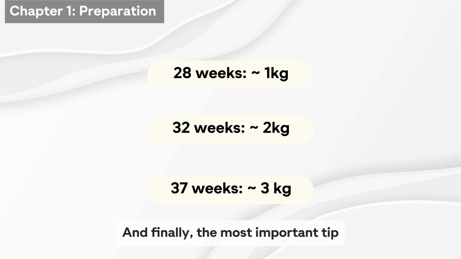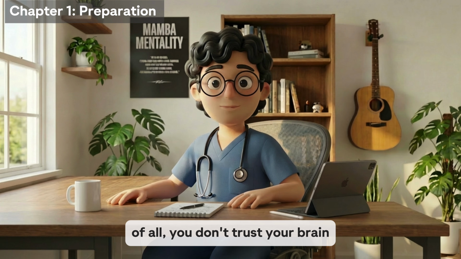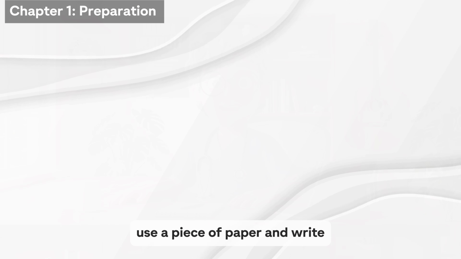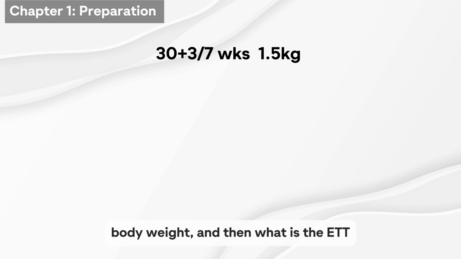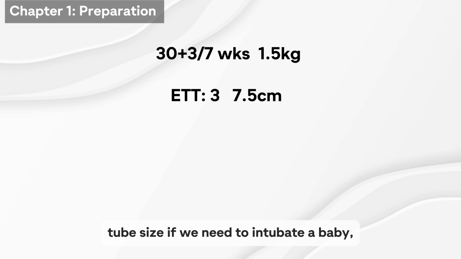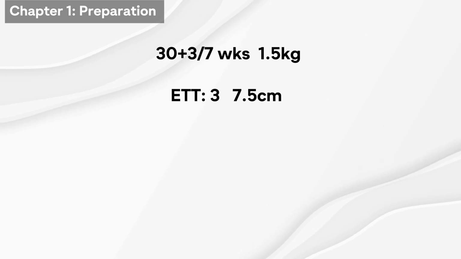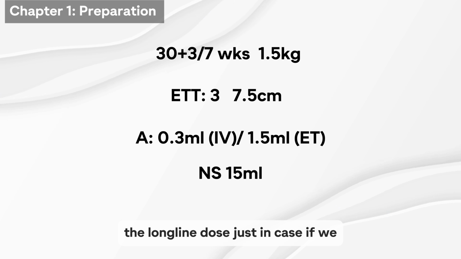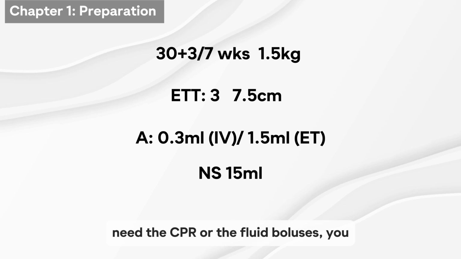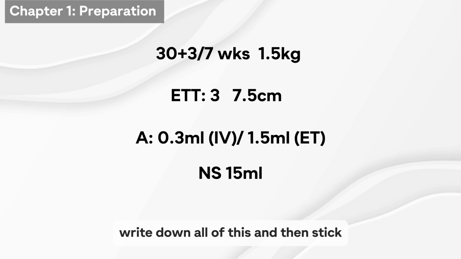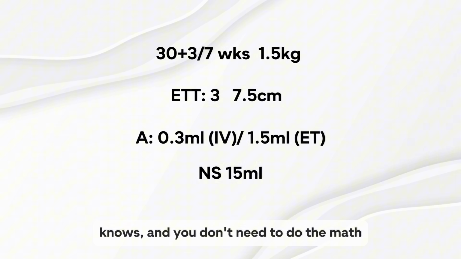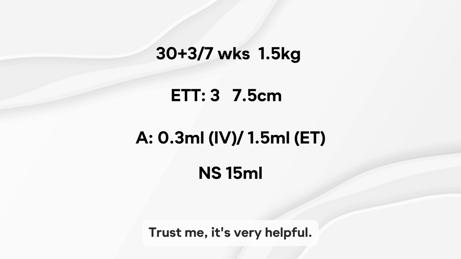And finally, the most important tip of all, you don't trust your brain to do the math during a crisis. After you receive the call, I would use a piece of paper and write this down before the baby arrives. First, the gestational age, the estimated body weight, and then what is the ETT tube size if we need to intubate the baby, and what is the depth of insertion of the ETT, and what is the adrenaline dose and the normal saline dose just in case we need CPR or fluid boluses. You write down all of this and then stick the paper to the warmer so that everyone knows and you don't need to do the math when you are doing the resuscitation. Trust me, it's very helpful.